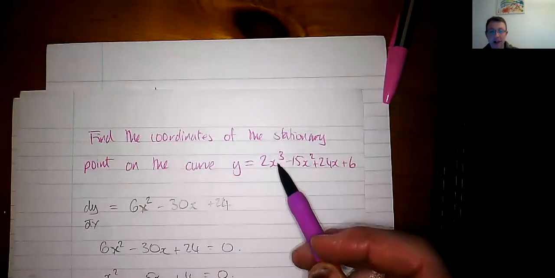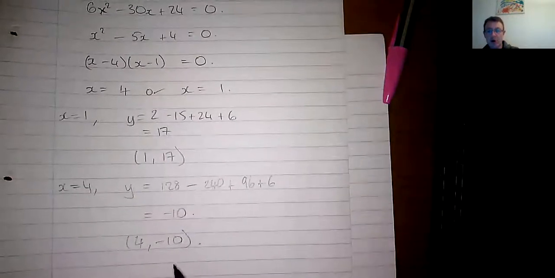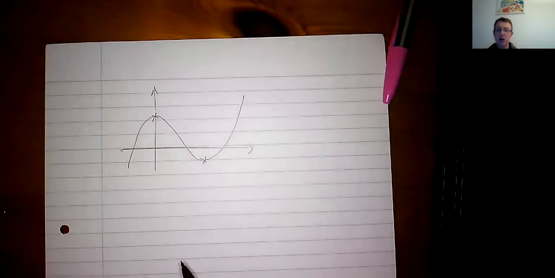And in fact, the question we've just done was a cubic. Okay, let me get it. There we go. So it was a cubic. You can see that it's a cubic because it's got x cubed, and it had 2 turning points. We had 1, 17 and 4, minus 10. Okay, so I presume one of them is going to be a minimum and one of them is going to be a maximum. And what you could do is you can find out what the gradient is.